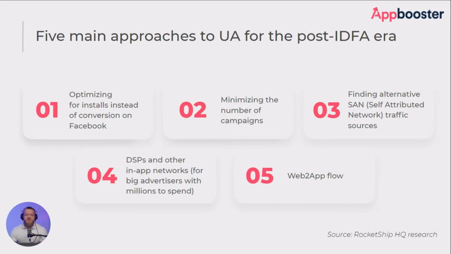So what can advertisers do to combat this performance deterioration? We searched for answers to this question and analyzed the recommendations of various experts. Basically, there are 5 main approaches to user acquisition, but the first 4, in our opinion, are more of a compromise and in general do not allow you to implement traffic purchase with the previous efficiency.